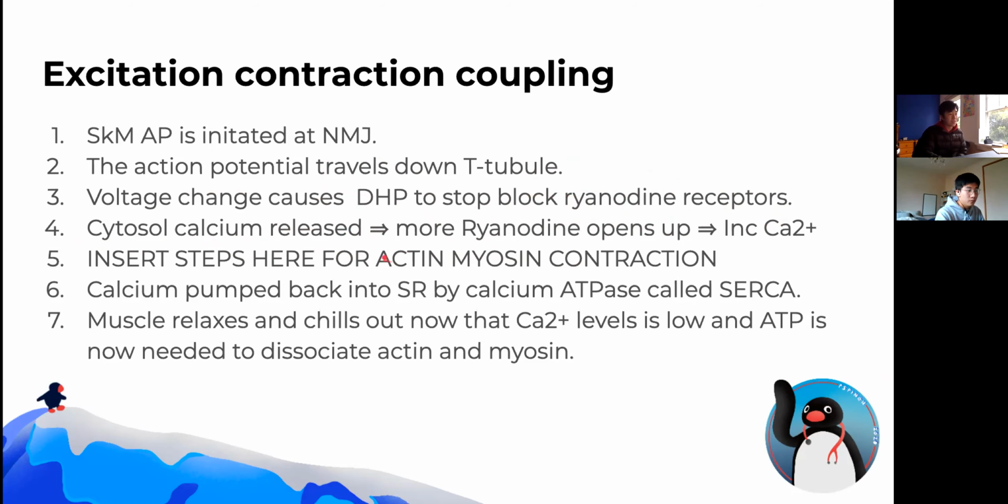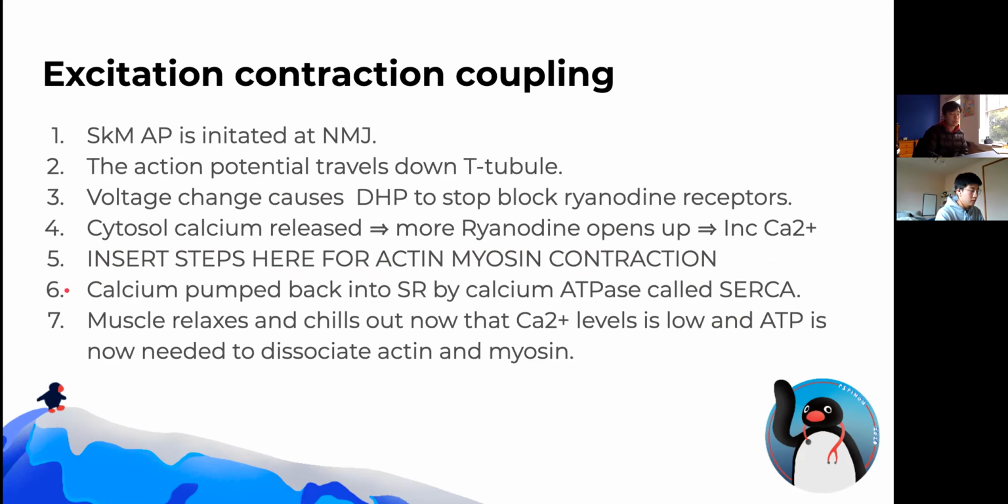Calcium is released, leading to more ryanodine receptors opening up, which means even more calcium ions are released into the muscle, into the sarcomere. And then once that happens, this creates a wave. More and more calcium is released, and then comes the actin-myosin contraction, which is what we mentioned briefly just before.